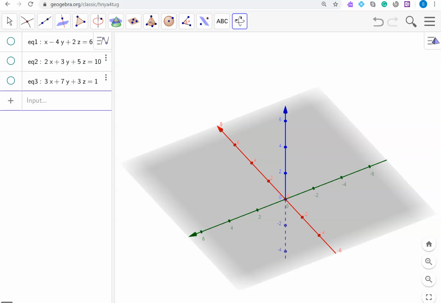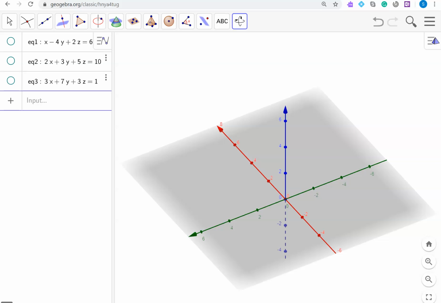Hi, in this video we're going to look at the situation of three sets of equations with three unknowns and finding a solution to that. Now we've looked at doing this on our graphical calculator, we've looked at doing it algebraically, and we can come up with a solution.